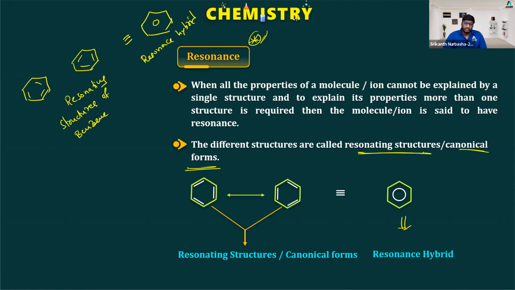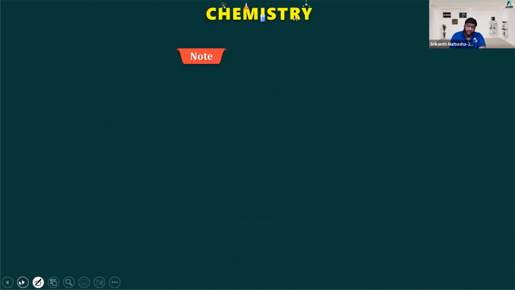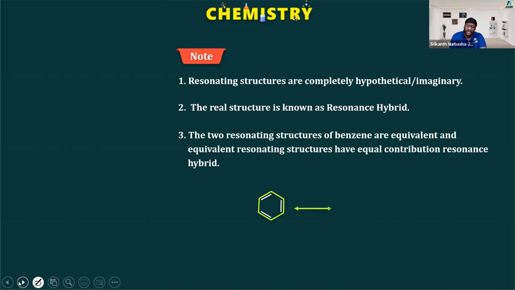Resonating structures are completely imaginary structures. And what do we have? The real structure is the resonance hybrid. Yes or no? So if you try to write down, understand some points. Resonating structures are completely hypothetical or imaginary. The real structure is known as the resonance hybrid.